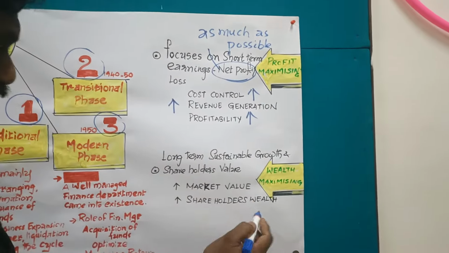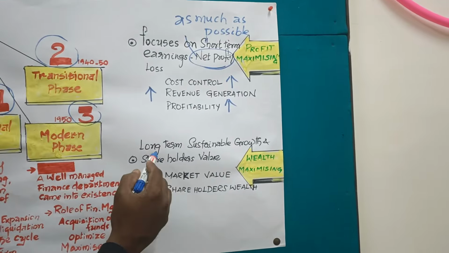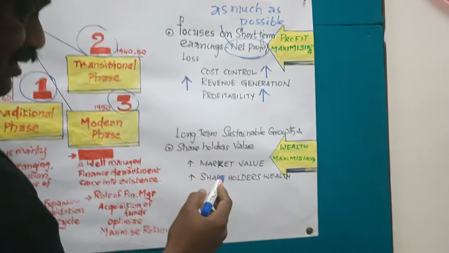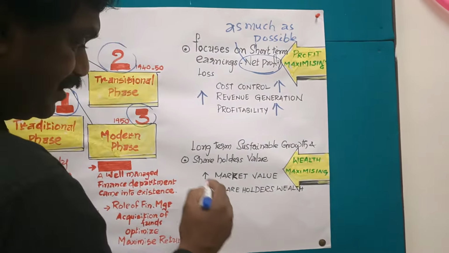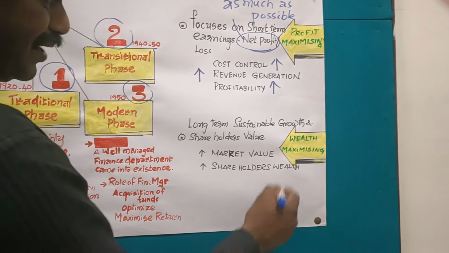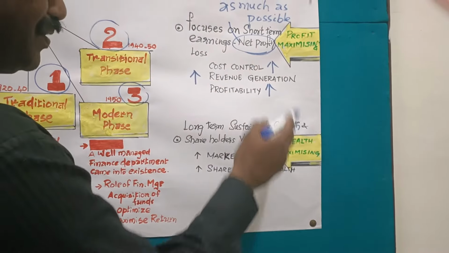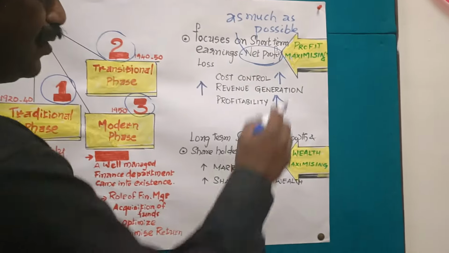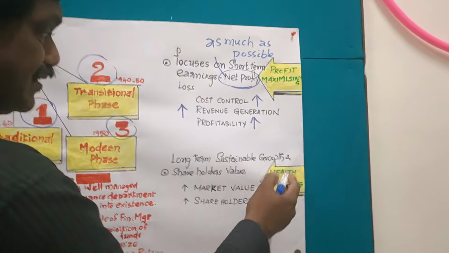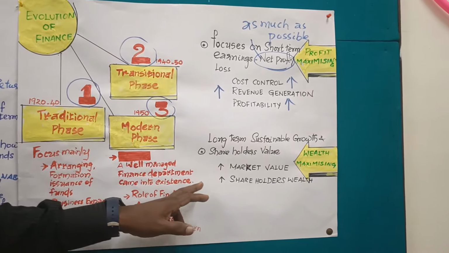But wealth maximization is long term, whereas profit maximization is short term. Wealth maximization tries to ensure sustainable growth and shareholder value. How does it happen? It increases the market value in the long run and the shareholders' wealth. The wealth accumulated for the equity shareholders will also increase. To put it in a very simple way, both concepts may look similar: profit maximization and wealth maximization. But profit maximization is for the short term, whereas wealth maximization is a broader term. So every organization will try to achieve wealth maximization.